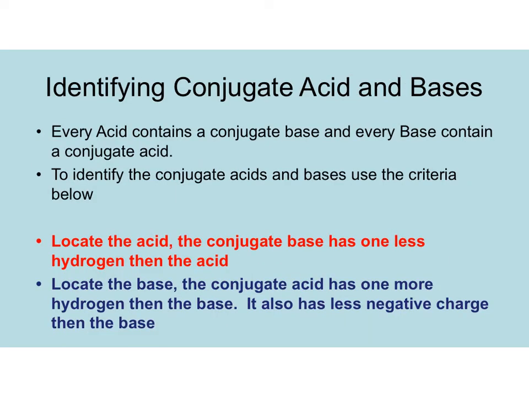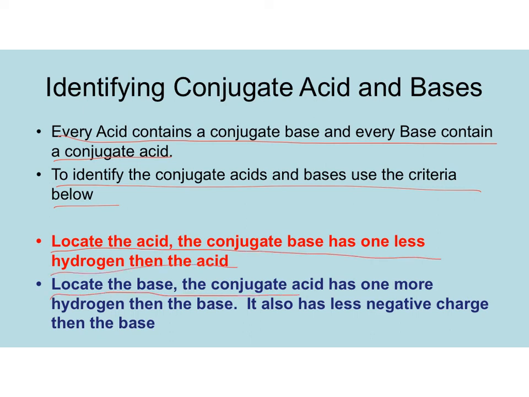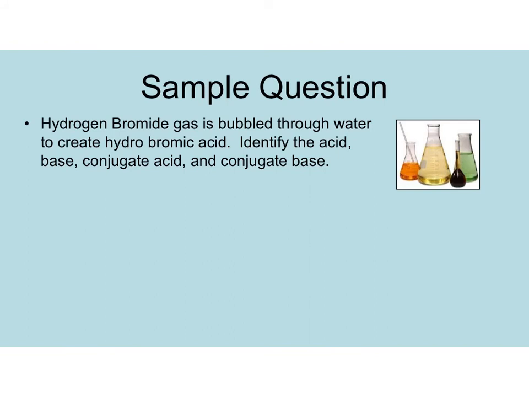So let's give an example. Before we do that, we'll just summarize. Every acid contains a conjugate base, and every base contains a conjugate acid. So to identify the conjugate acids and bases, this is what we're going to do. This is the whole goal of this lesson. You locate the acid, then the conjugate base has one less hydrogen than that acid. And second, you locate the base, and the conjugate acid has one more hydrogen than the base. I know it sounds confusing, so let's give it an example.